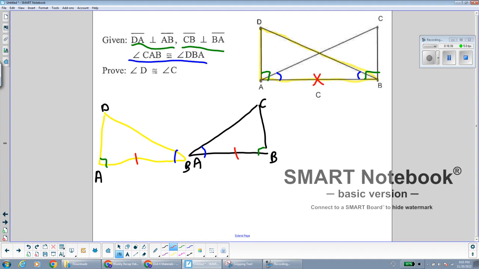And now I see that my triangles are congruent by ASA. And once I have my triangles congruent by ASA, it is one more step to say that the corresponding angles D and C are congruent by CPCTC. I'm going to take a second and write up the proof. Please do the same as well. And here we have it.